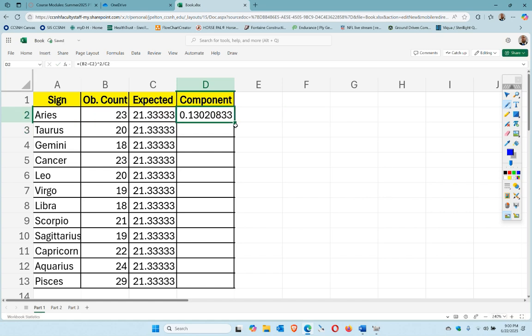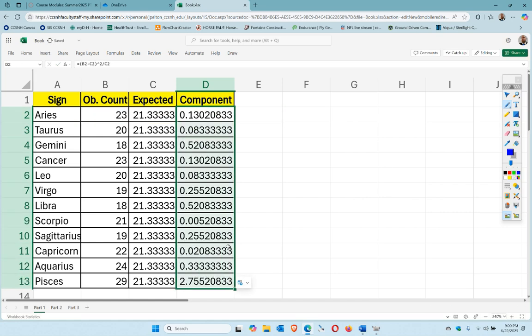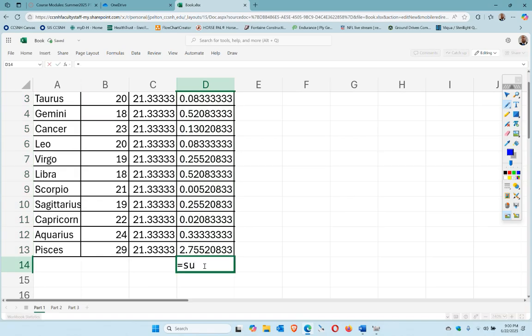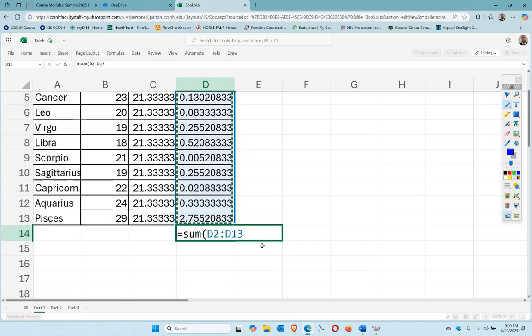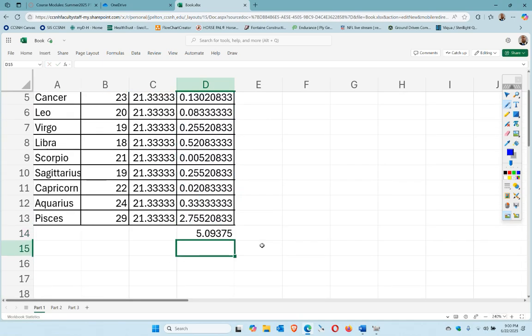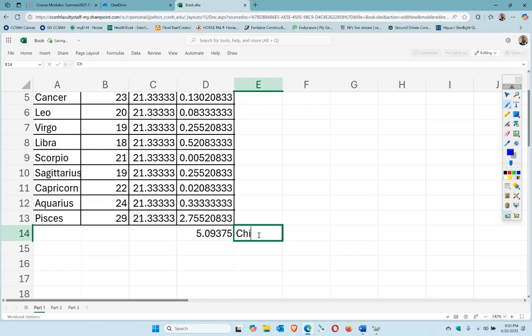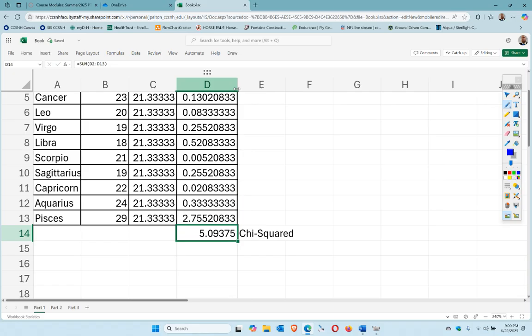Okay, and we'll drag that down. So we want the sum of that, so equals the sum of all of those. I get 5.09, so that is the chi-squared. If you add them up, the components added up is the chi-squared, basically. So 5.09375. Is that exact? I guess it's exact. Perfect. Sometimes it's not, but if you go off 5 decimal places, that's more than enough anyways.